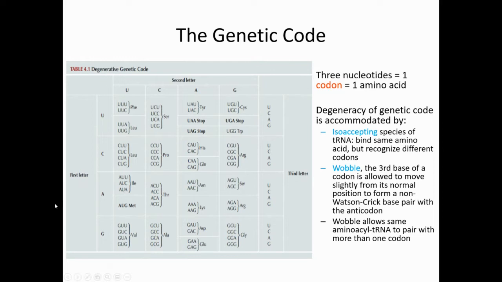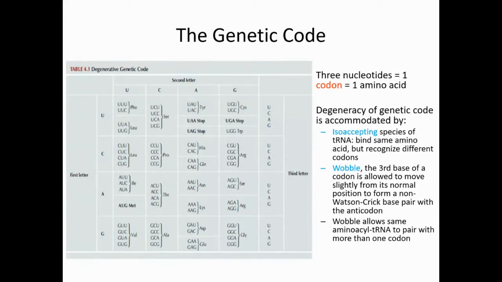And from this table, you can see that we have 3 bases: the first base, second base, and third base. Each base has four possible nucleotides, so it's 4, 4, and 4 here. You multiply 4 by 4 by 4, so you have 64 different combinations. These 64 codons are more than enough to encode only 20 amino acids.